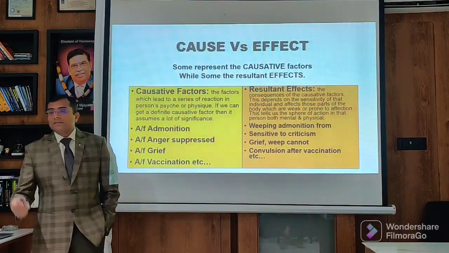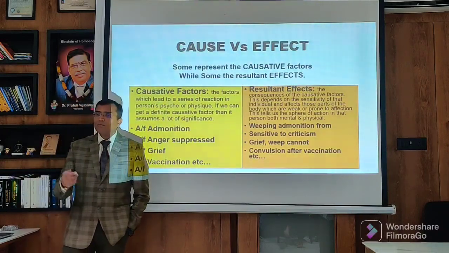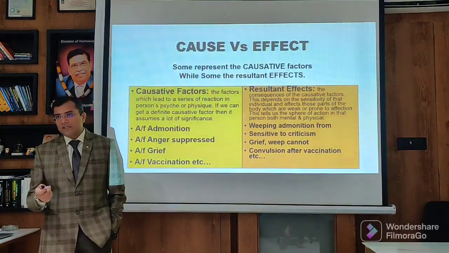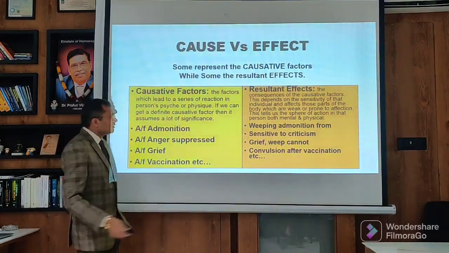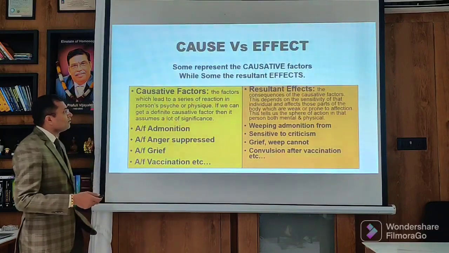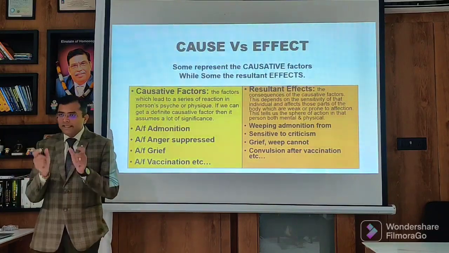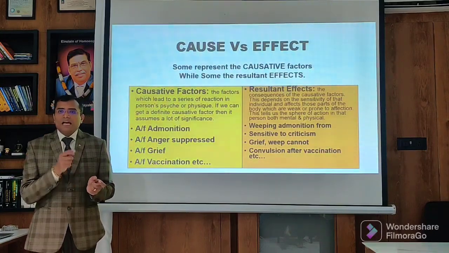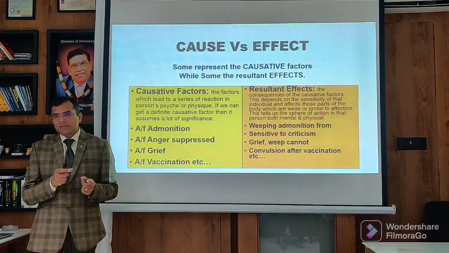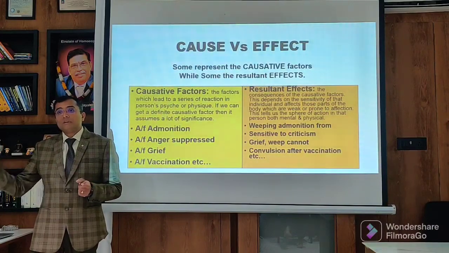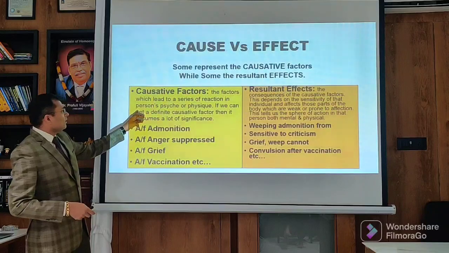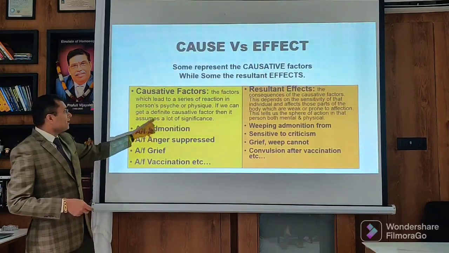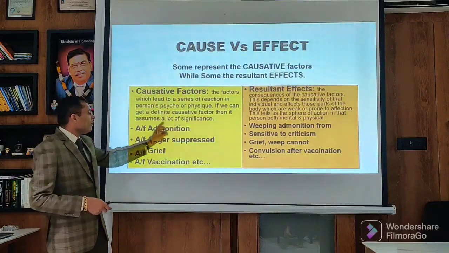Now, a very important aspect is cause versus effect. Some rubrics tell you a cause, and some rubrics tell you a resultant effect which they suffer from. So the causative factor is the factor which leads to a series of reactions. The things, circumstances or factors happening in the life of the person, and after those incidents the person goes into a series of reactions, and those reactions can be in the person's psyche or in the physique. If we can get a definite causative factor, then it assumes a lot of significance.